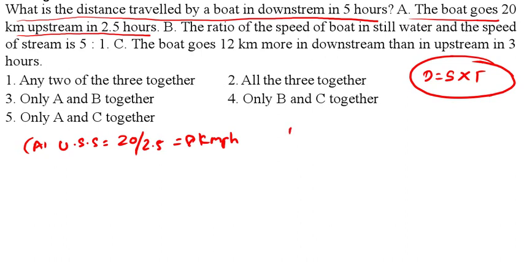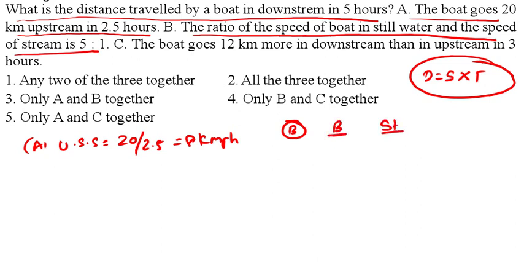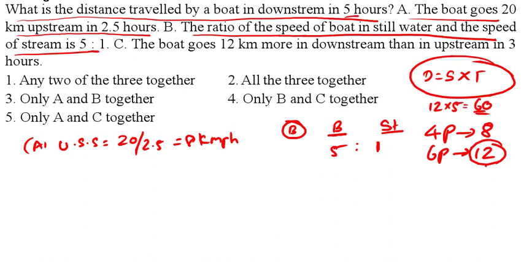Now, B. What is given in B? The ratio of the speed of the boat in still water and the stream is 5:1. If the boat is 5 and the stream is 1, upstream will be 5 minus 1, 4 parts. Again, 4 parts equal 8. Then downstream means 6 parts. 6 parts equal 12. So 12 is the downstream speed, and time is 5. So 12 into 5 is equal to 60. So by using A plus B, we are going to get the answer.